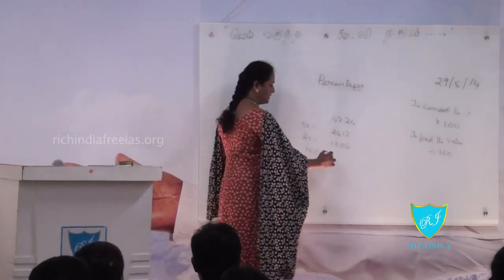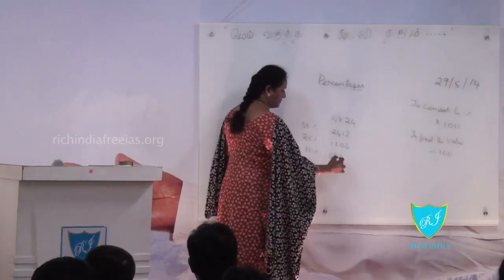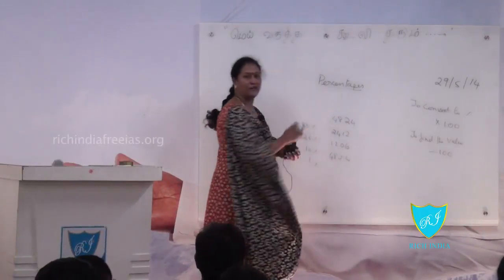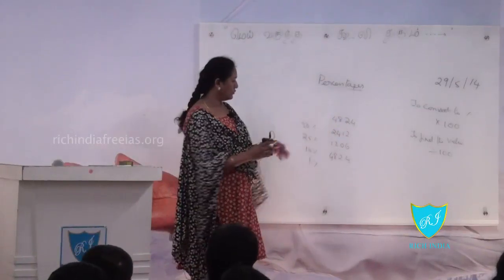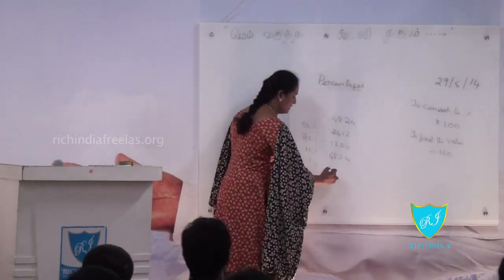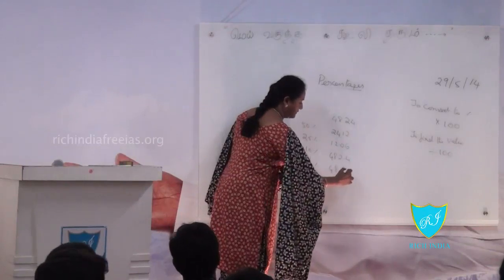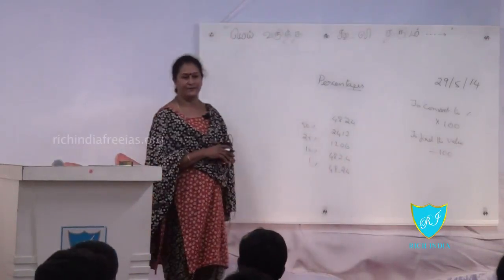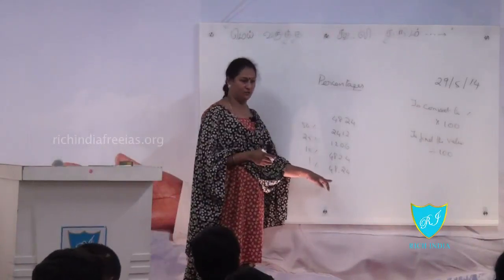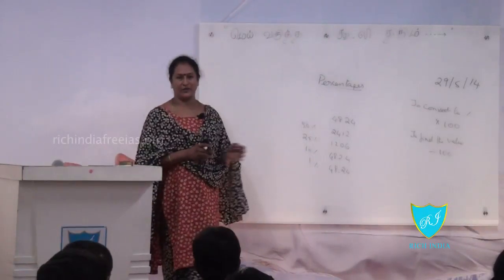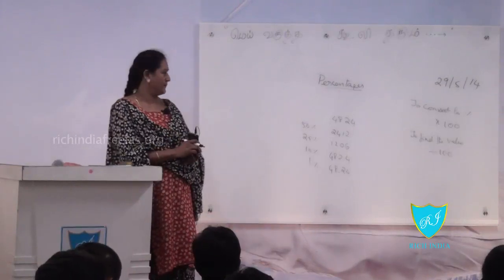And when you need 10%, move the point one place after the last integer. So it is multiplied by 10 by 100. So 482.4. When you need 1%, move the point two places. Now when you need 2%, multiply this by 2, 96.48. Okay.